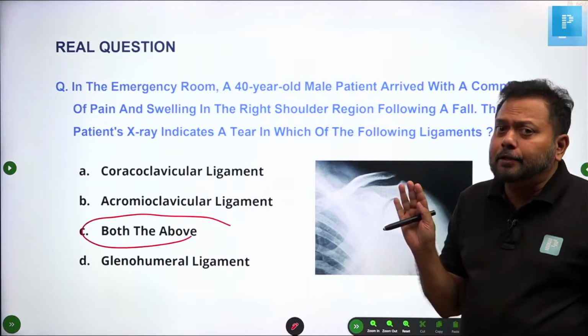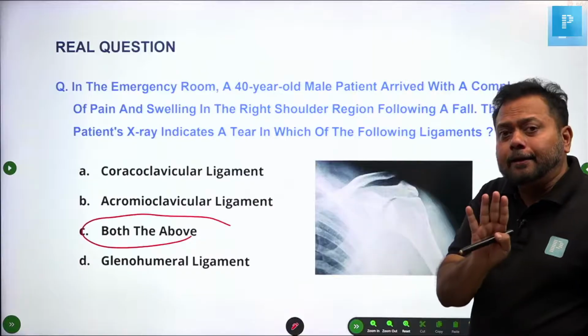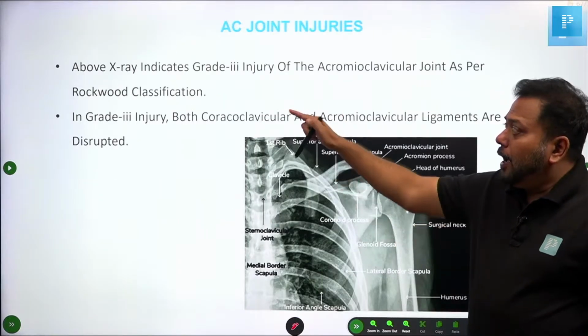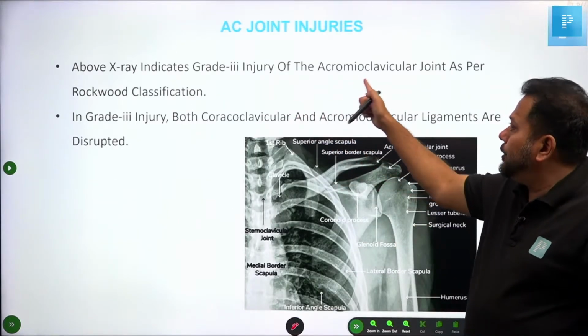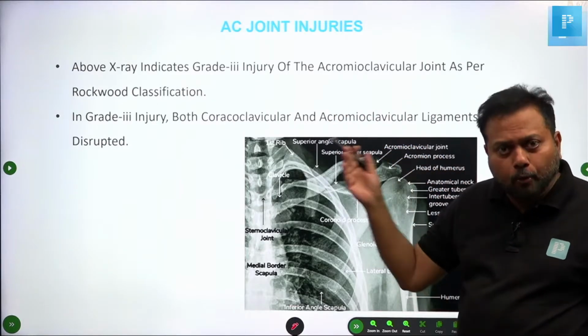Please focus your fullest attention. These INI-CET guys are somewhat obsessed around this area. They may frame a question. The above X-ray indicates grade 3 injury to the acromioclavicular joint as per Rockwood. Grade 3 means first you should know what is grade 3. That's why I am going to teach you.